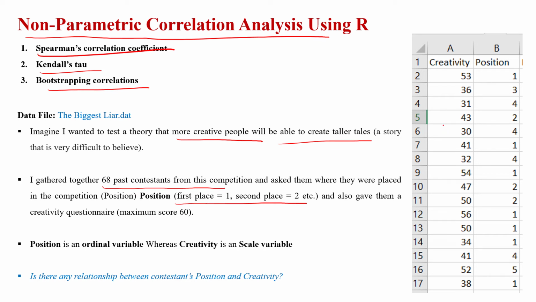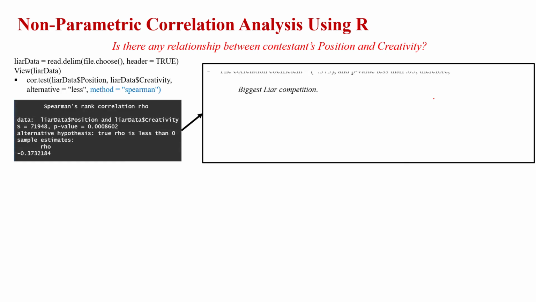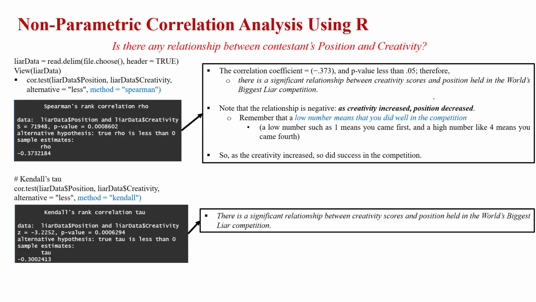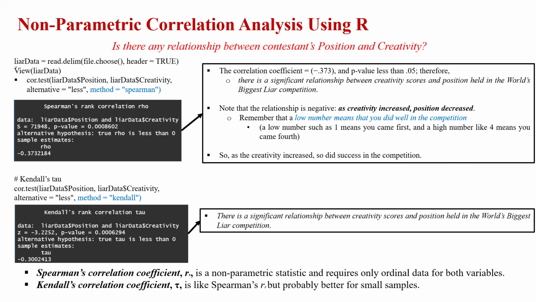So this creativity is basically the marks, right? Because the position is ordinal scale data, and we want to find out the relationship between the contestant's position and the creativity. Although creativity we can say is interval, the position is ordinal, so we are going with the non-parametric analysis. For that we are going to apply Spearman's correlation as well as Kendall's coefficient. First of all, with the help of this command, I'm using R, I'm accessing the data. I can view this data set. Then I am applying this command in order to find out the correlation.